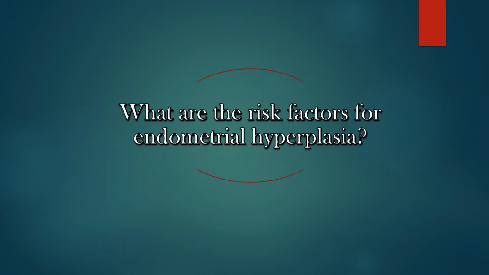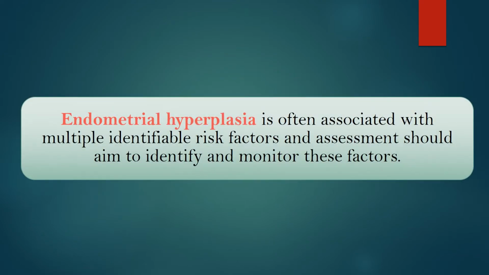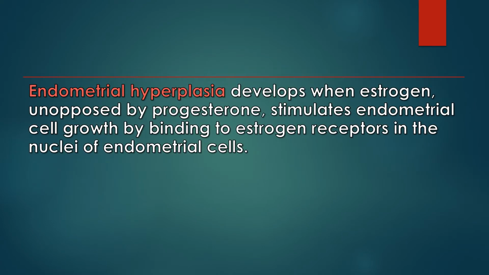What are the risk factors for endometrial hyperplasia? Endometrial hyperplasia is often associated with multiple identifiable risk factors, and assessment should aim to identify and monitor these factors. Endometrial hyperplasia develops when estrogen, unopposed by progesterone, stimulates endometrial cell growth by binding to estrogen receptors in the nuclei of endometrial cells.